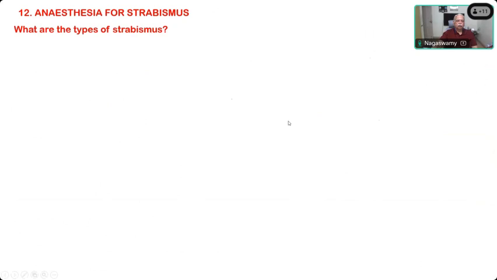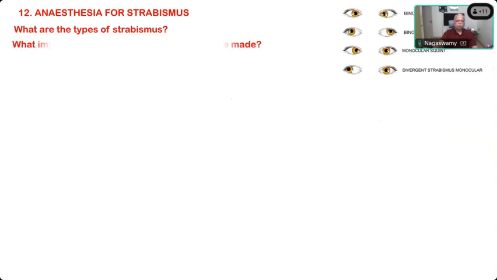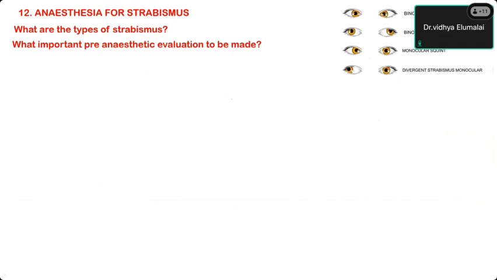Anesthesia for strabismus or squint is another common question they will ask you. What are the types of strabismus you know of? Convergent squint and divergent squint. Unilateral and bilateral, so binocular or uniocular. What are the important pre-anesthetic evaluations to be made? To rule out other congenital anomalies. More than that, two important conditions we have to ask for in all squint patients. Vision status, sir.